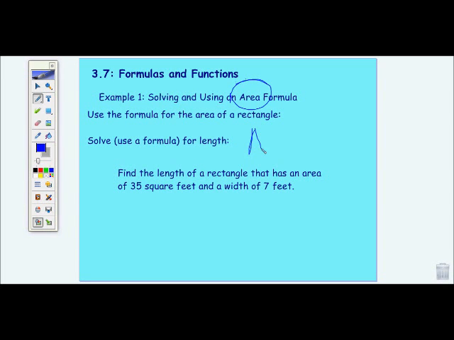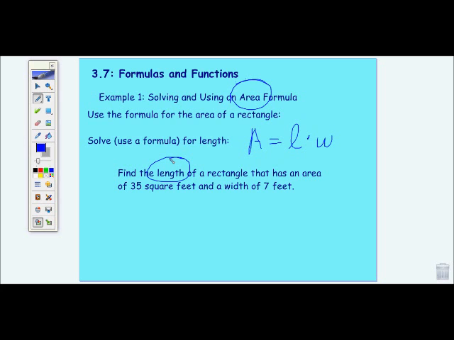Area equals length times width. You're familiar with that. And the problem we are given says to find the length of a rectangle that has an area of 35 square feet and a width of 7 feet.